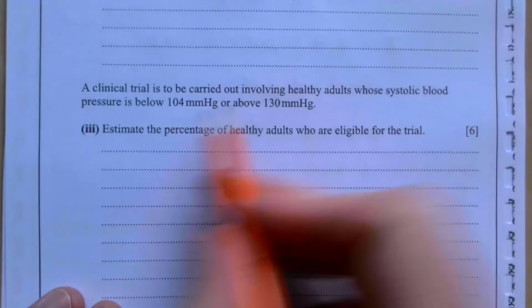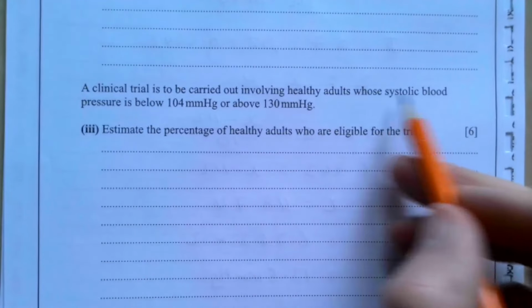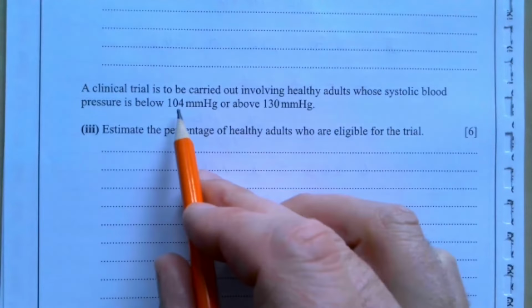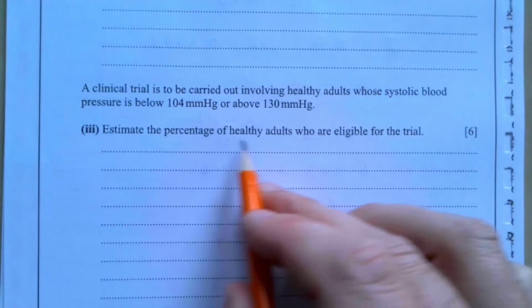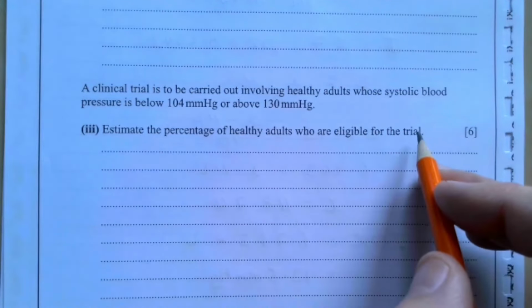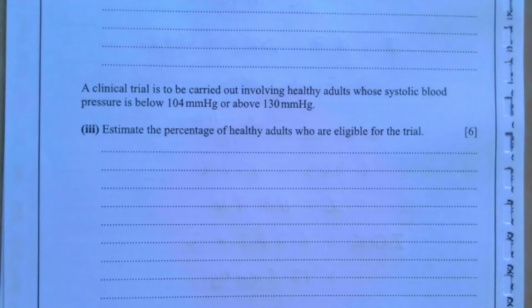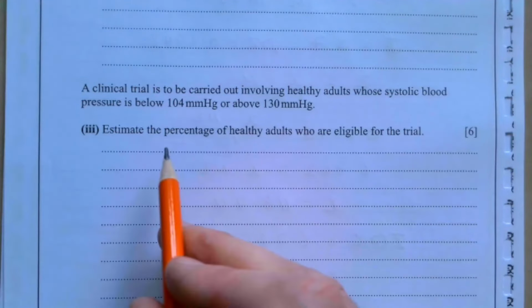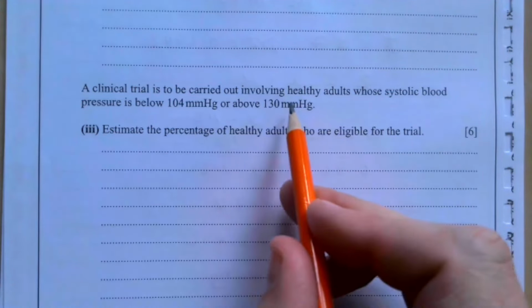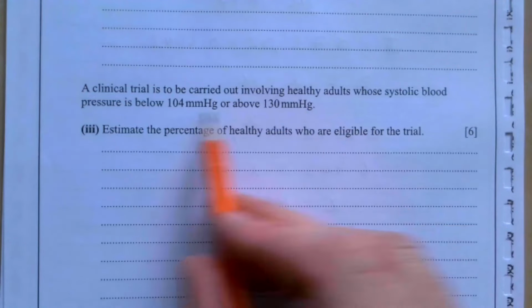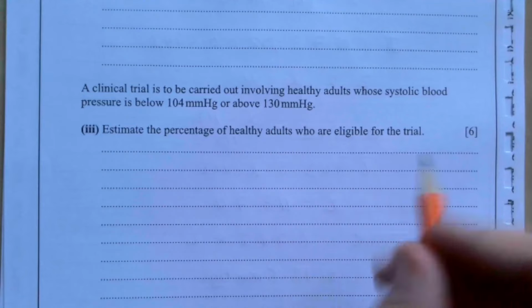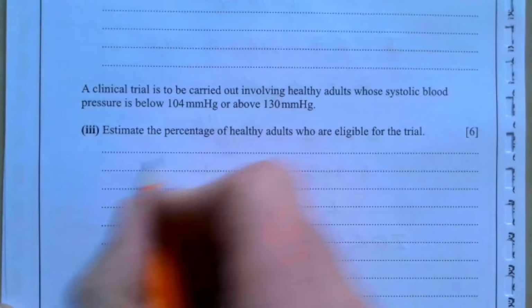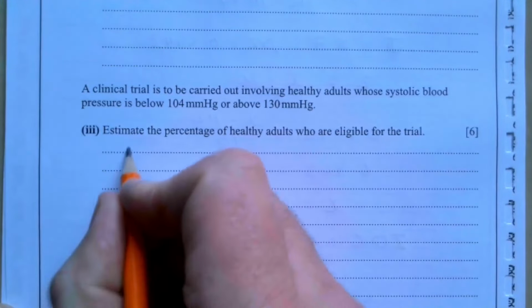A clinical trial is to be carried out involving healthy humans whose systolic blood pressure is below 104 or above 130. Estimate the percentage of healthy adults who are eligible for this trial. So we're looking for how many are below 104 or above 130. Again, our calculator will work this straight out for us, but we can do a few sums to work it out. So let's get our Z value then for 104.